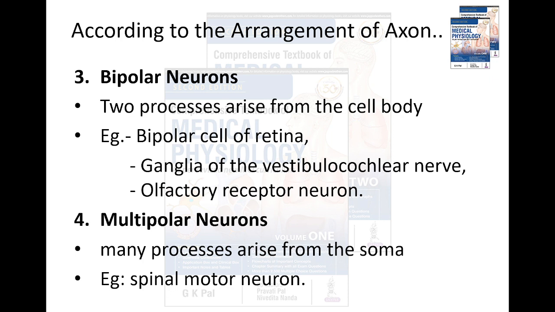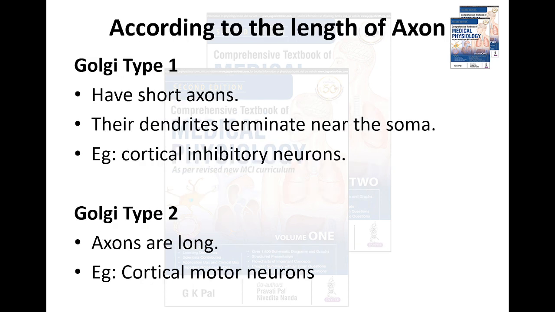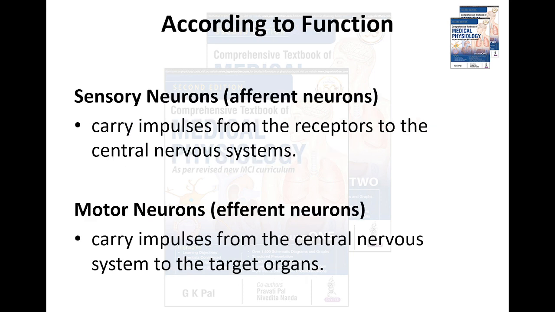According to the arrangement of processes, in bipolar neurons two processes arise from the cell body. The bipolar cells of the retina, olfactory receptors, and vestibulocochlear nerve ganglia are examples of bipolar neurons. Multipolar neurons have many processes arising from the soma, as in the spinal motor neurons. Golgi type 1 neurons have long axons, such as cortical motor neurons. Golgi type 2 have short axons, with dendrites terminating near the soma, such as cortical inhibitory neurons.